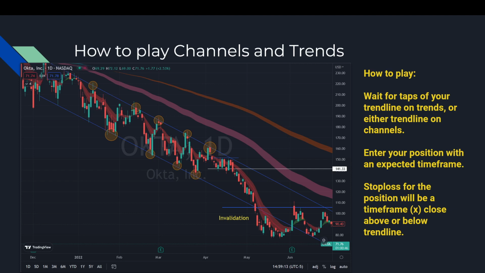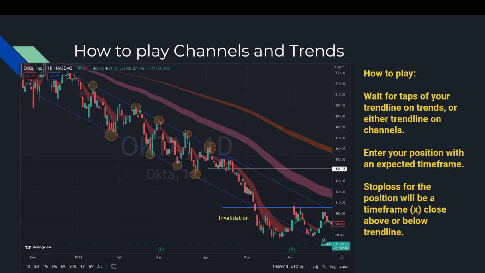So how to play them: you wait for taps on your trend line or trend. You can either wait for that or wait for a trend line on the channels. Enter your position with an expected time frame, and I'll cover that in the next slide. And your stop loss will be a close over the time frame that you're on, so whether that be the 5-minute or the daily.